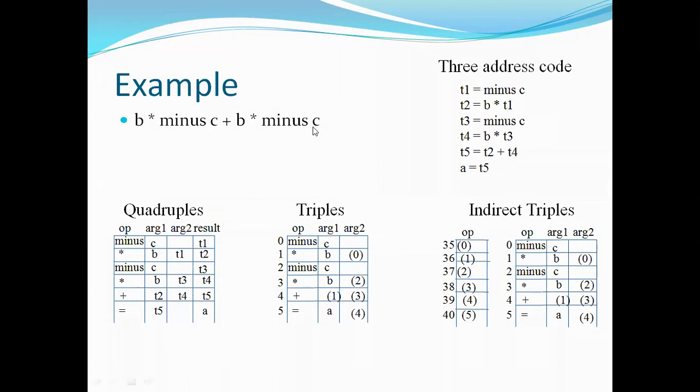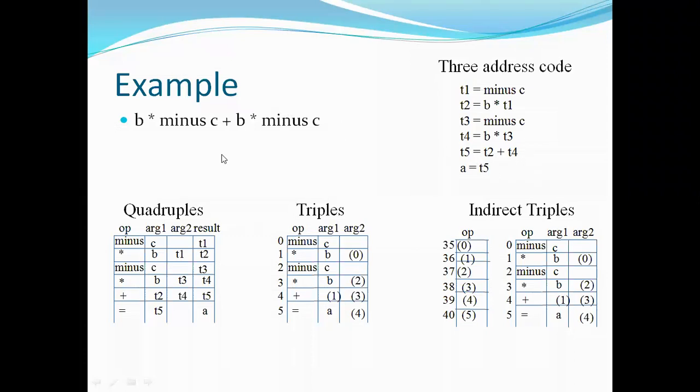We are just writing the translation statements for the expression, and for each and every sub expression from the expression. So T3 is equal to minus C, and T4 is equal to B multiplied with minus C, that is B into T3. B into T1 was stored in T2, and B into T3 was stored in the temporary variable T4. And finally T5 is equal to the left hand side part plus the right hand side part, that is T2 and T4. So T5 is equal to T2 plus T4.